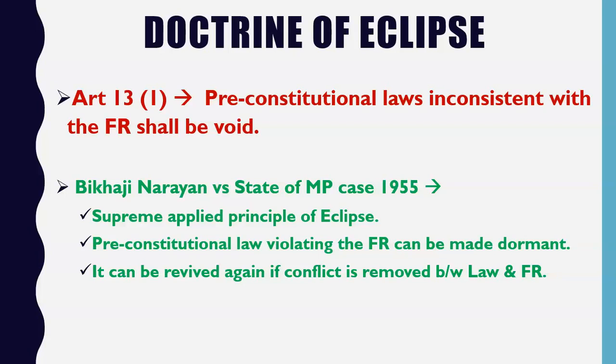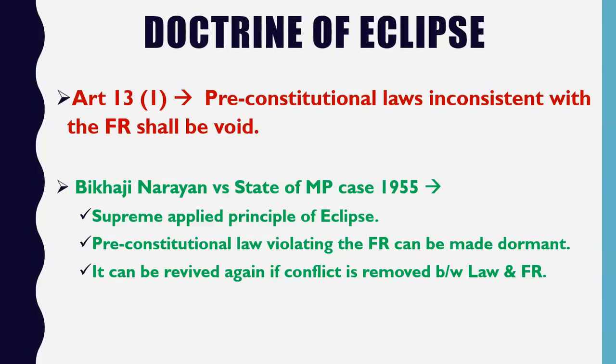Dormant means it will come in the shadow of fundamental right, it will not work, it will sleep. And if in future any amendment is able to remove the conflict between the law and the fundamental right, then that law can be revived again, which means that law can be put to work again, because the Supreme Court is only stopping that law from working. If in future the conflict is removed, then that law can be put to work again. So this was the doctrine of eclipse.